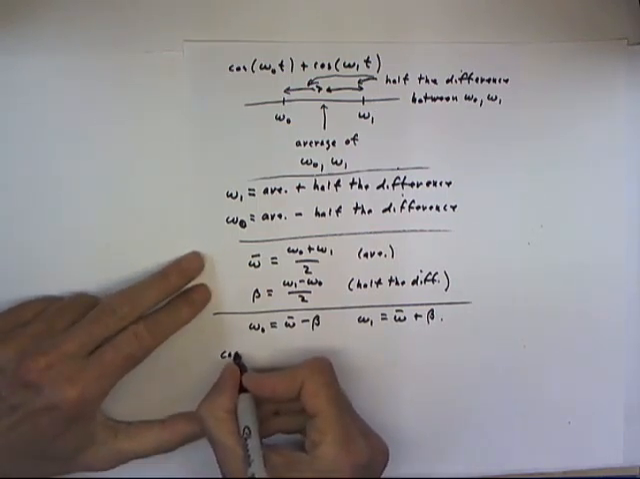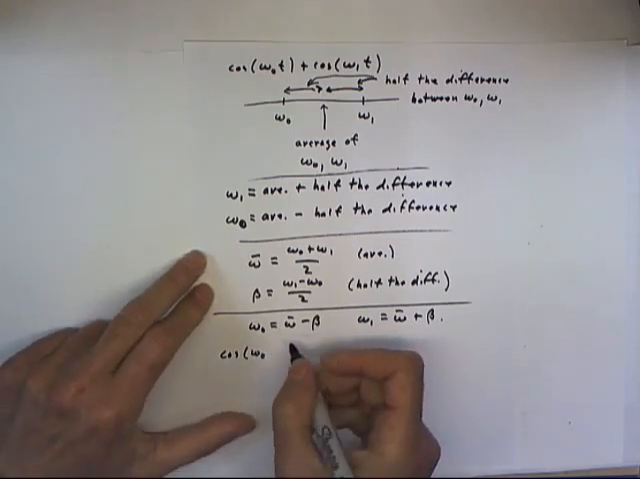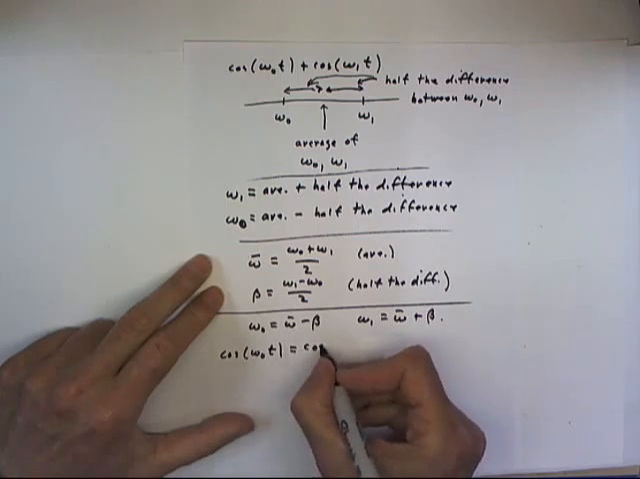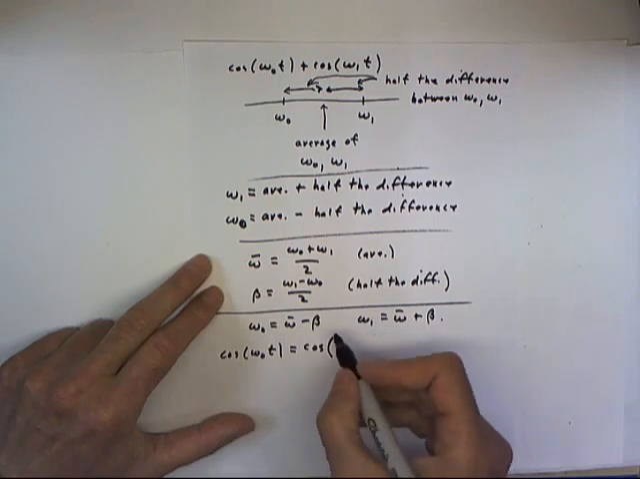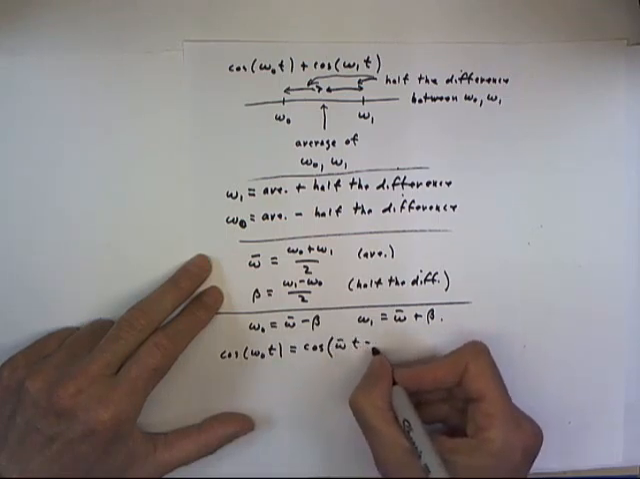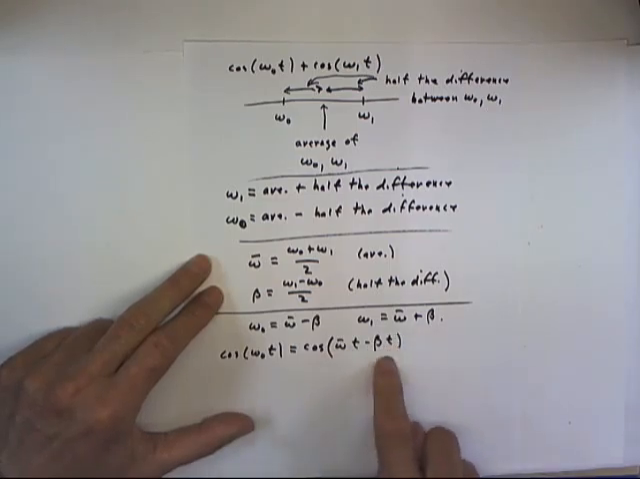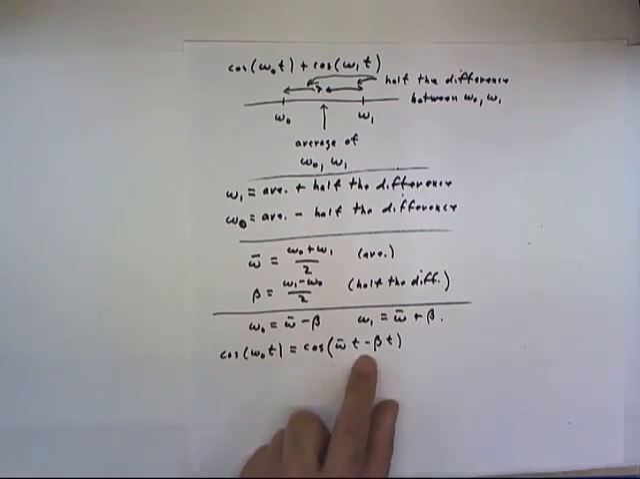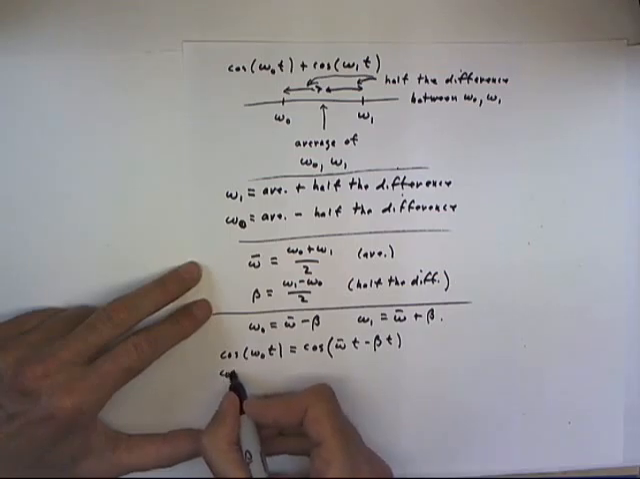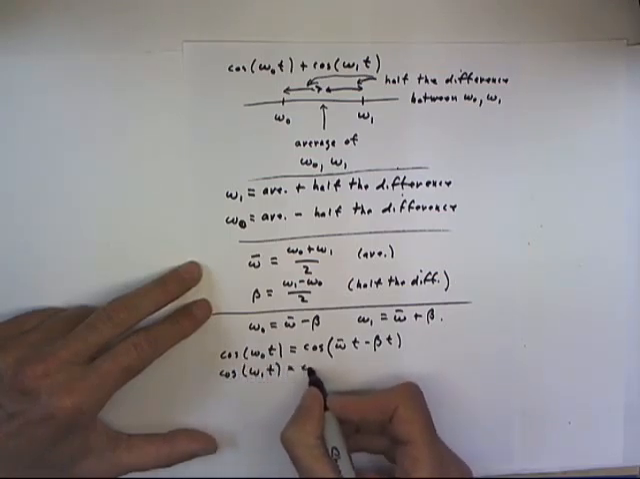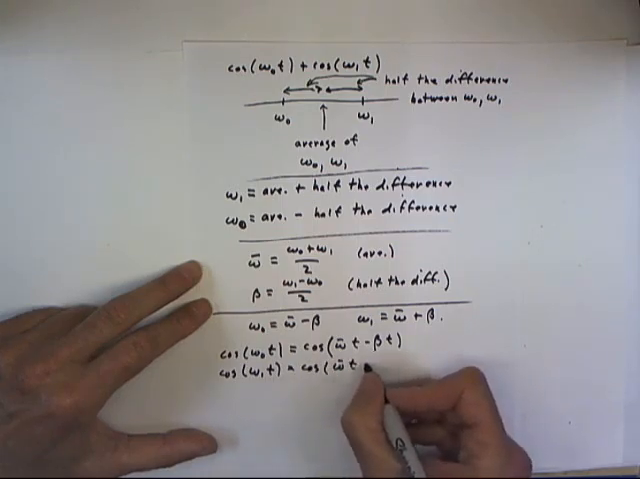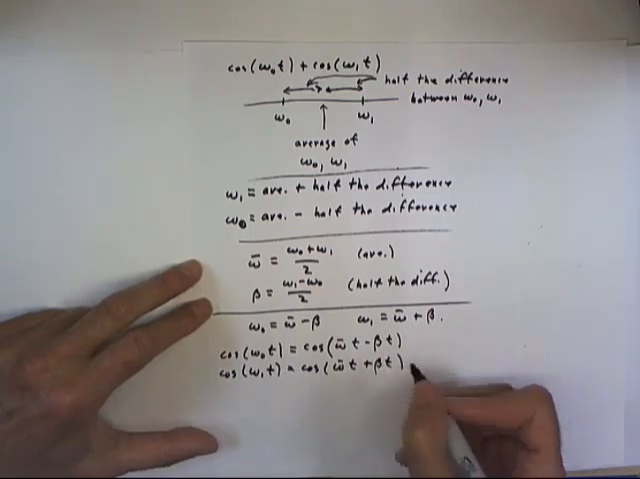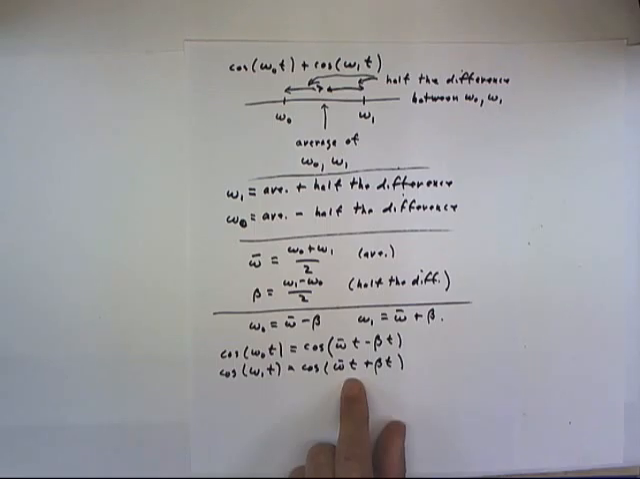And now the cosine of omega naught t is going to equal the cosine of omega bar minus beta times t. And I'll distribute that, omega bar t minus beta t. And of course we do have the formula for the cosine of the sum or difference of two angles, which we talked about just in the last clip. And we can also write cosine of omega 1 t equals cosine of omega bar t plus beta t. And we have a formula for this.